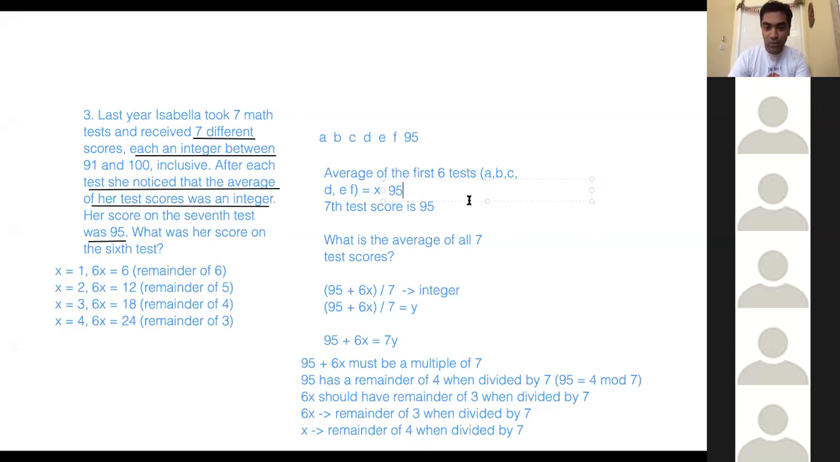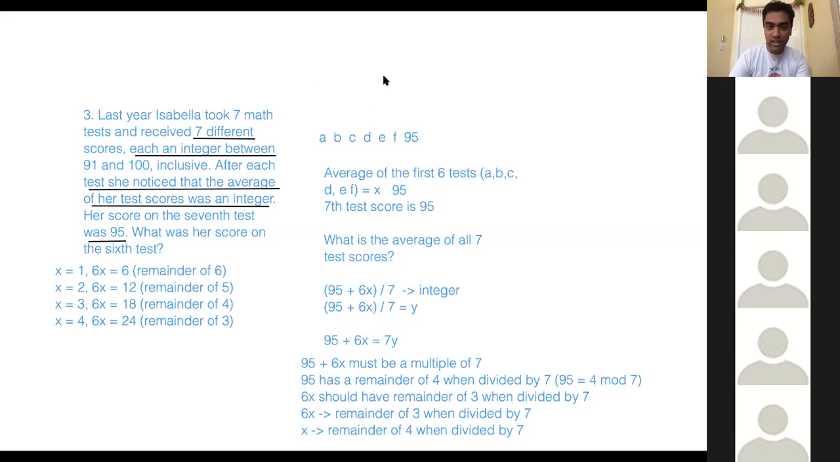So now if we look back, it seems like this should be pretty clear, right? So the average of the first 6 tests is 95. The 7th test score is 95. And then the average of all 7 test scores is still an integer, right? It would still be 95. So it makes sense. And we actually know that this must be the average of the first 6 tests, would have also been a 95.